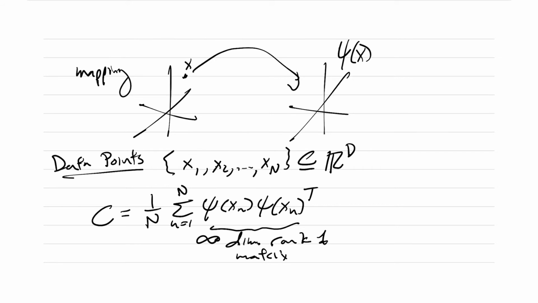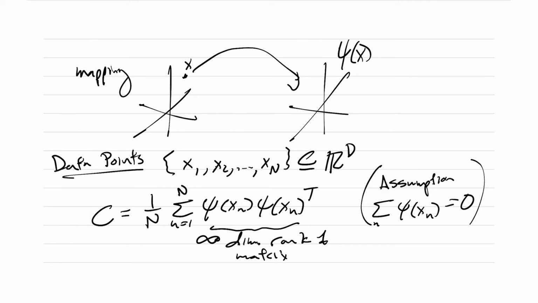Now, here I'm also making the assumption that the sum over n of psi(x_n) is equal to 0, right? And so we're assuming that there are zero mean or centered data points in the feature space. And so later we can come back to this. And again, I am following Bishop, and this is section 12.3.